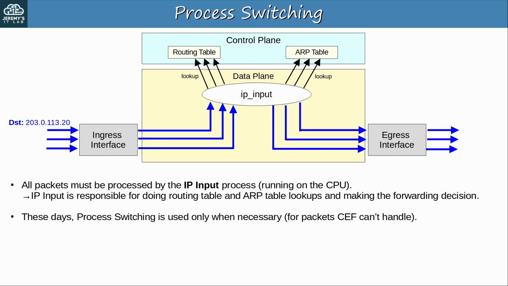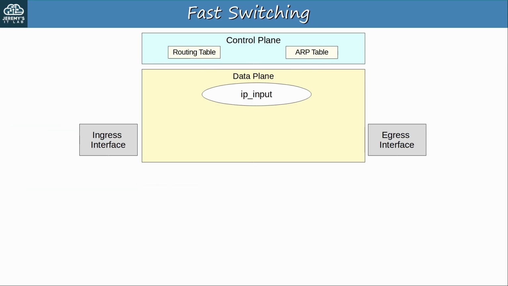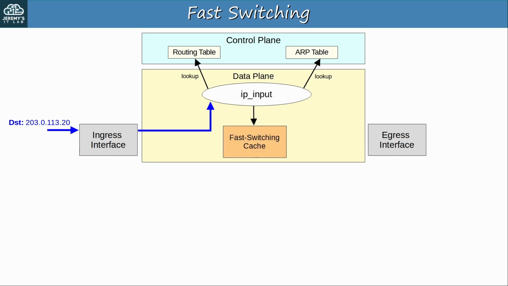However, before CEF was developed, there was one more packet switching method that offered improved performance over process switching. That improved packet switching method was fast switching. Let me demonstrate it. A packet arrives at the router. Just like before, IP input is responsible for doing the necessary routing and ARP table lookups to make the forwarding decision. However, this time that information is stored in a fast switching cache, and the packet is forwarded.